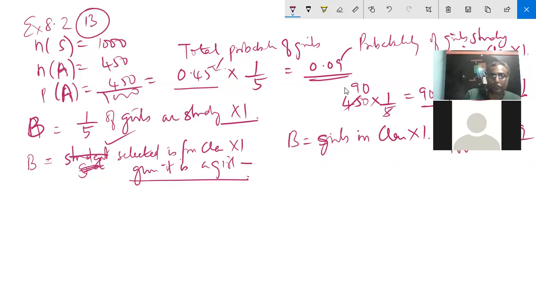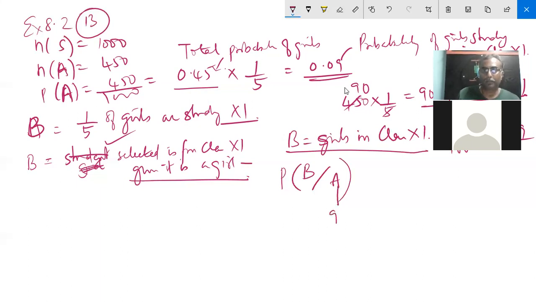Now he's asking, given that the student is a girl, what is the probability that it is from class 11? The student girl is from class 11. B is girls in class 11. A is number of girls. So a girl is chosen, that means from event A. Then the girl chosen is from class 11.